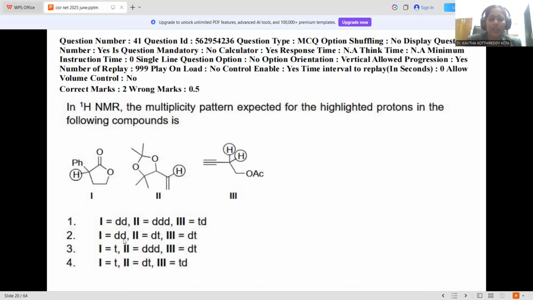Option number 2, doublet of doublet, correct. Doublet triplet is the wrong one. Doublet triplet is correct. So option 2 may not be correct. Option 1 is satisfying all the multiplicity patterns of the 3 organic compounds in proton NMR spectroscopy. So for question number 41, option number 1 will be the right answer.